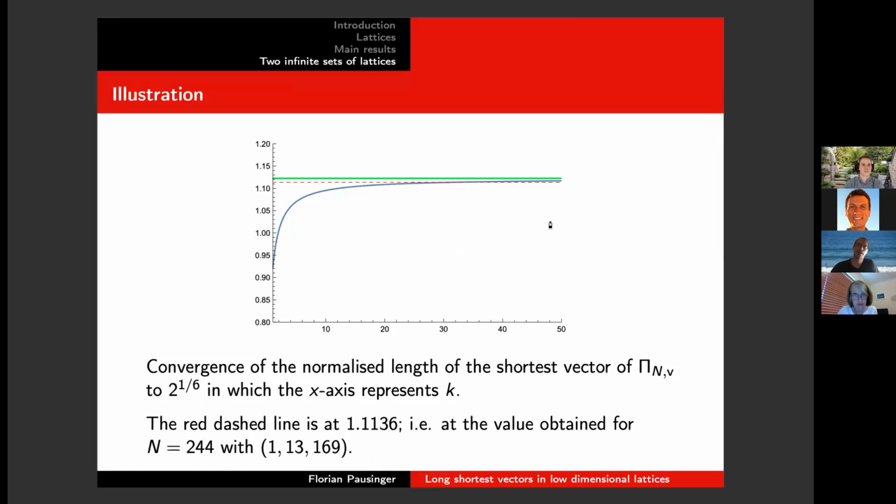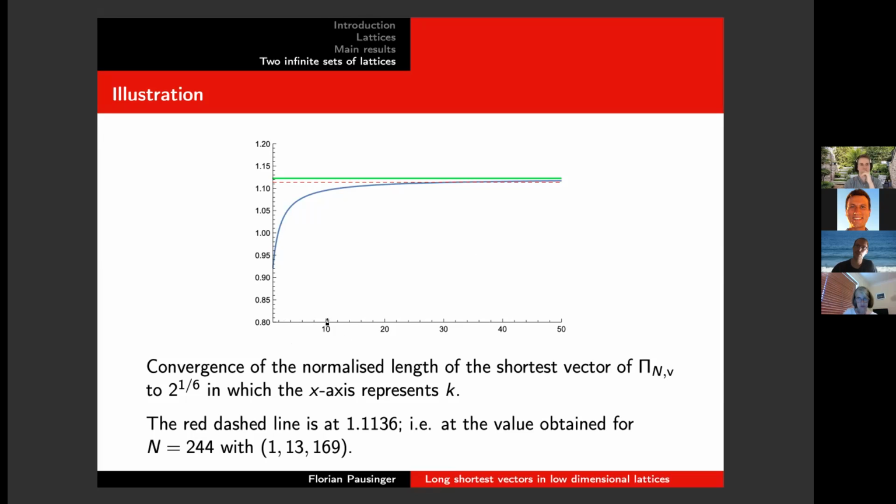So to go back to my numerical experiments, the green line is again the value you get for the Hermite constant. This red dashed line is this very particular lattice with 244 points that I said performed exceptionally well. And the blue curve here is what you get by using the construction that I suggested. So on the x-axis, you have the parameter k, and we know that asymptotically, these lattices converge to the green line.